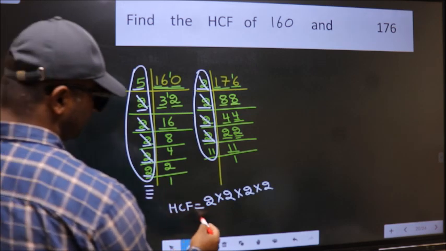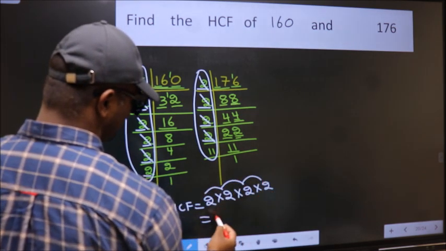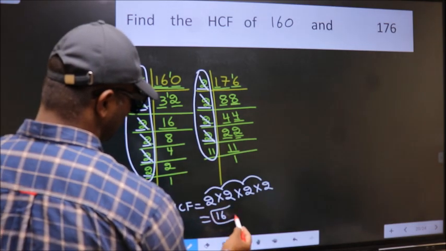So our HCF is 2 into 2, 4 into 2, 8 into 2, 16. 16 is our HCF.